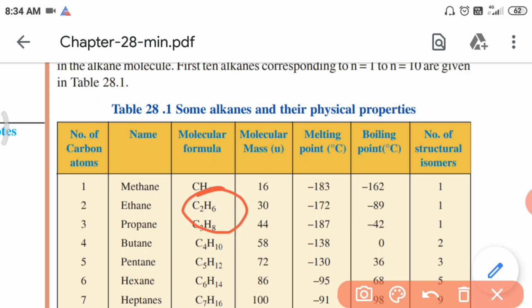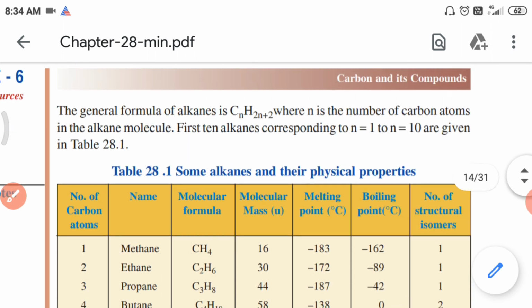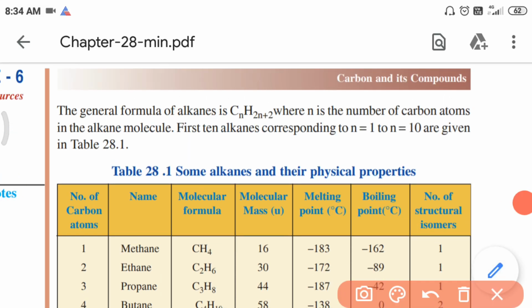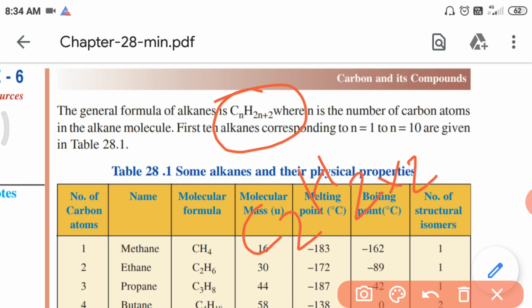We have the equation CnH2n+2. For ethane, n is equal to 2. So we can write it like this: C2H(2 into 2 plus 2). So we get C2, 2 into 2 is 4, plus 2 is 6. C2H6. That is the compound ethane.